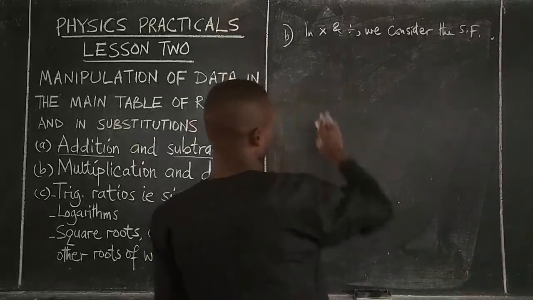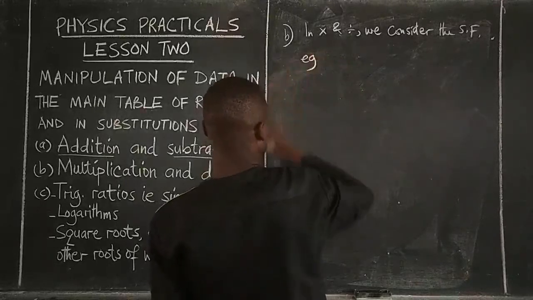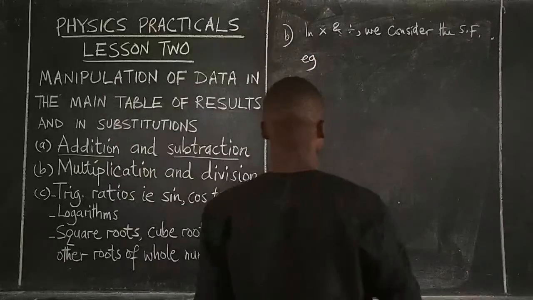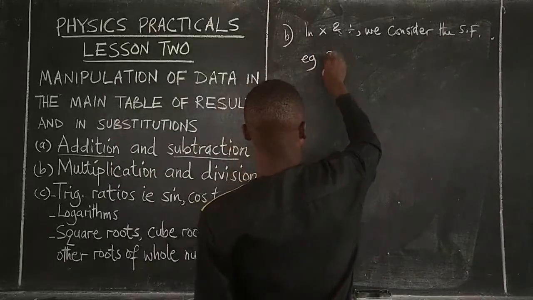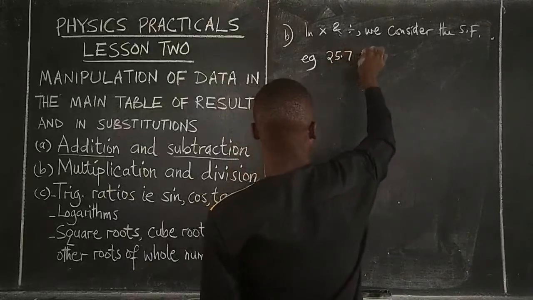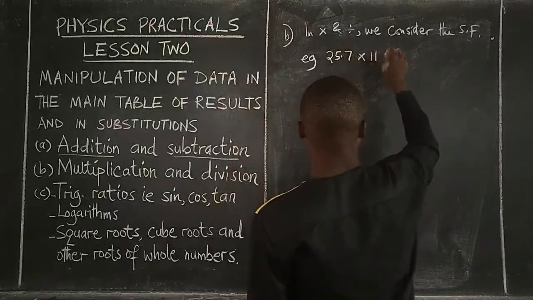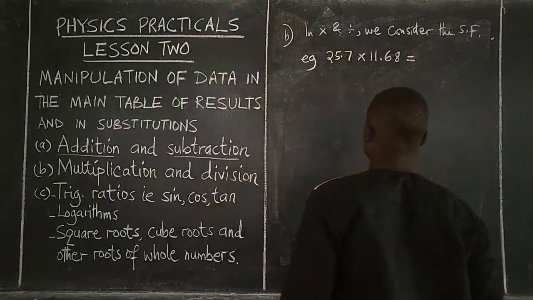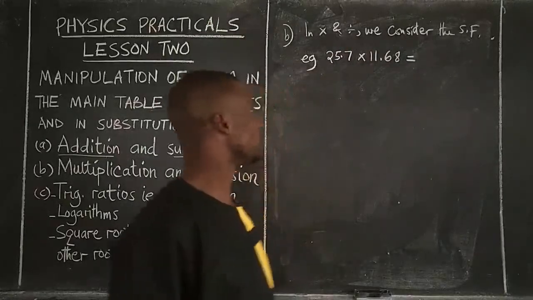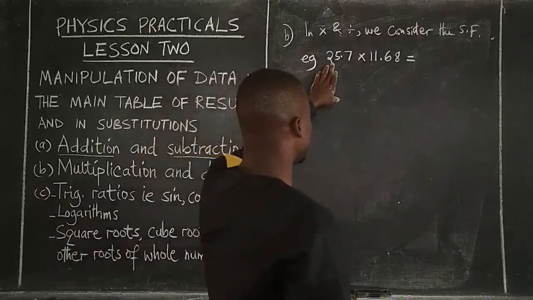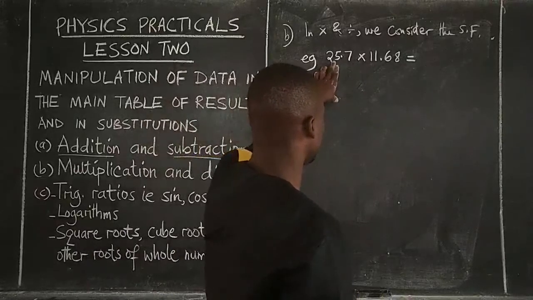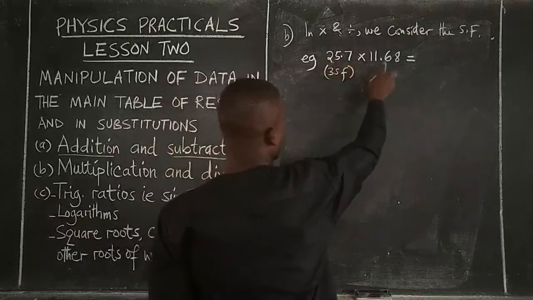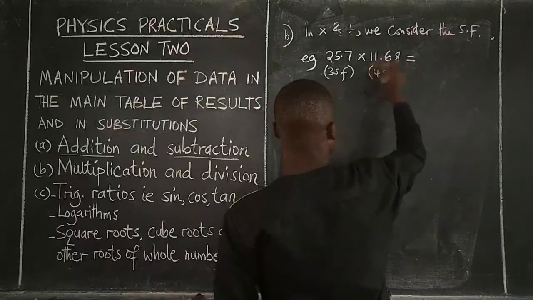I'll give an example. I won't write all those things. Since this is a video, you can easily replay. An example is, suppose I have 25.7 times 11.68. So what do we do? How many significant figures are here? You can see clearly that here we have 3 significant figures. How many are here? There are 4 significant figures.